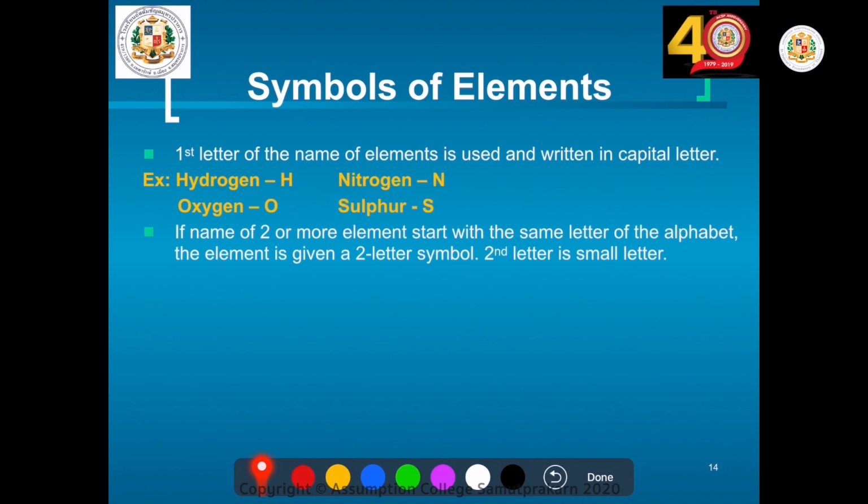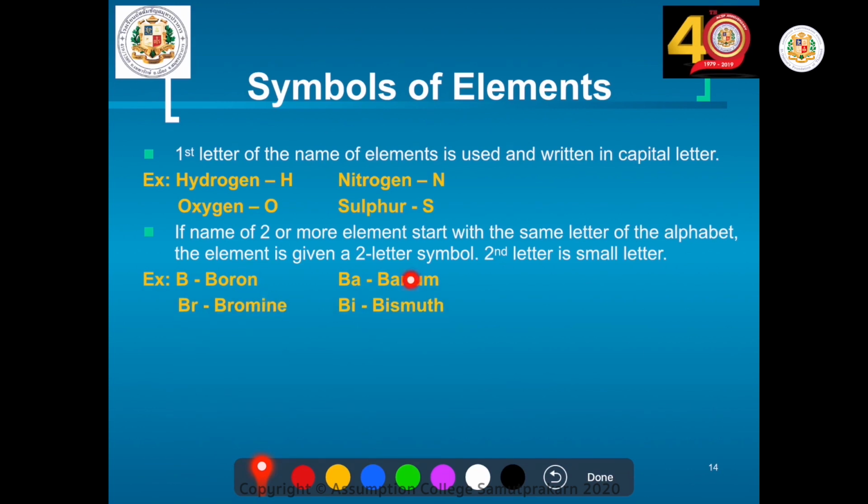written in a big capital letter. Now next, if the name of two or more elements starts with the same letter of the alphabet, then the element is given a two-letter symbol where the second letter is written in a smaller letter. So for example, look at this example.